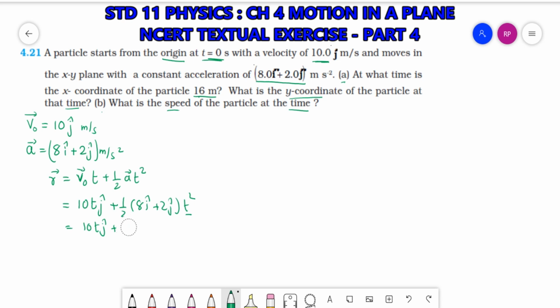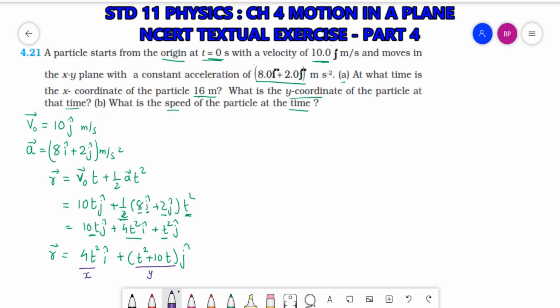So see, half into 8 into t square, so 4t square, the direction is i, plus half into 2, that is 1 into t square, so t square j. So now let's organize the direction i, that is 4t square i plus, here it's t square and 10t, so t square plus 10t, I'm taking j common. This is the position vector, okay, at any time t. So now see, this is i, so this is the x coordinate, and j, this is the y coordinate. Clear?